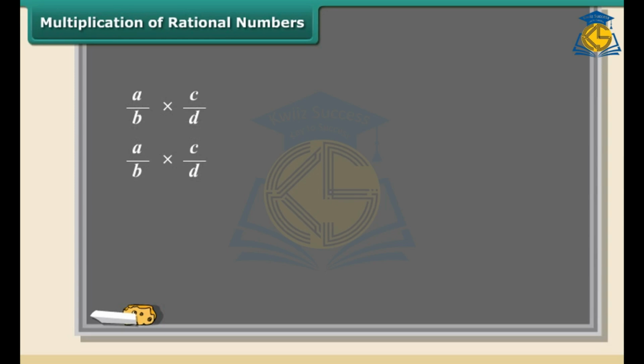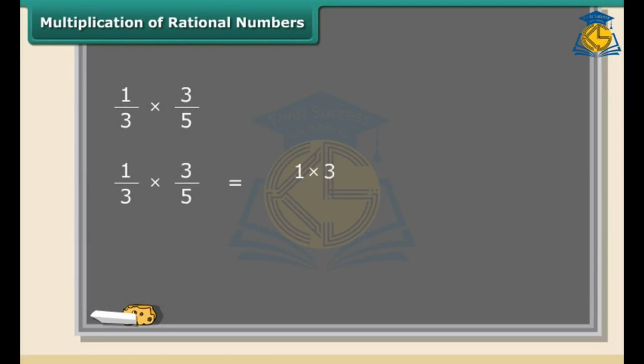To multiply two rational numbers, just multiply the numerators and denominators separately like this. Here is an example. We will multiply 1 by 3 and 3 by 5. First of all, we will multiply the numerators. Now we will multiply the denominators. Now this fraction can be further simplified to 1 by 5.